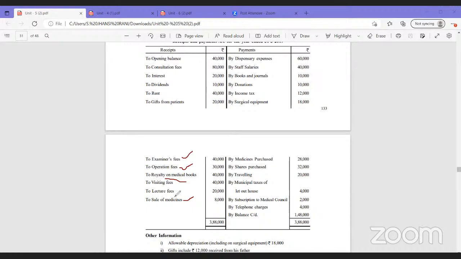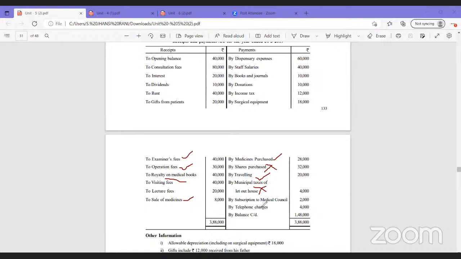Okay. Next, sale of medicines. It is an income to him. Medicines purchased. Whatever medicines are given to the patients, he has to purchase, so it is a payment for him. Shares purchased. Purchasing shares is not his work, so it is not a professional payment. Traveling. Yes, as a doctor, he has to travel from one place to another, so it is a professional payment. Next, municipal taxes of let out house. This is also not a professional thing.